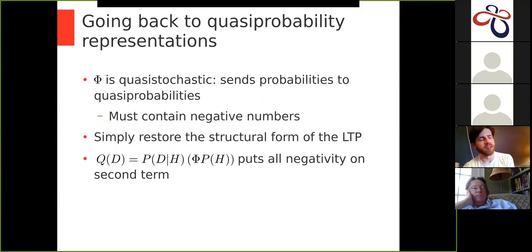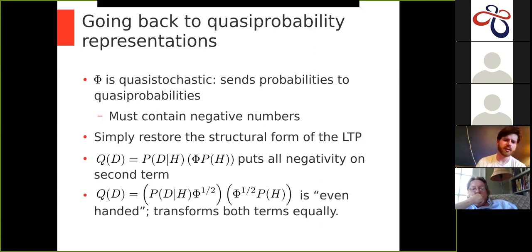modulo demands of a phase space. So one easy way to do that is to just say, well, phi acting on P of H, consider that as a unit, just group those together, and now suddenly I have a matrix times a vector again. This choice would put all of the negativity into the reference quasi-probability in this case. Another choice that you could make, provided that you can split the Born matrix in half like this, is to evenly distribute the negativity to both sides. This has, provided it's possible, the upshot of transforming both sides equally. It treats, so far as one can, on equal footing the sort of duality between states and measurements.